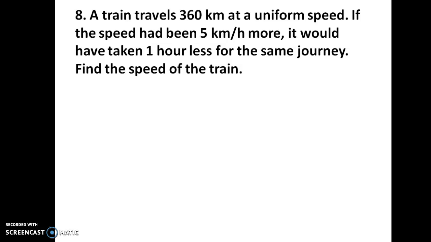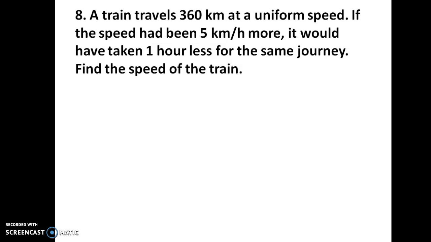In the 8th problem, a train travels 360 km at a uniform speed. If the speed had been 5 km per hour more, it would have taken 1 hour less for the same journey. Find the speed of the train. So the travel distance is 360 km. We have to find the speed of the train, and one more condition they have given: if the speed is 5 km per hour more than now, it would have taken 1 hour less.